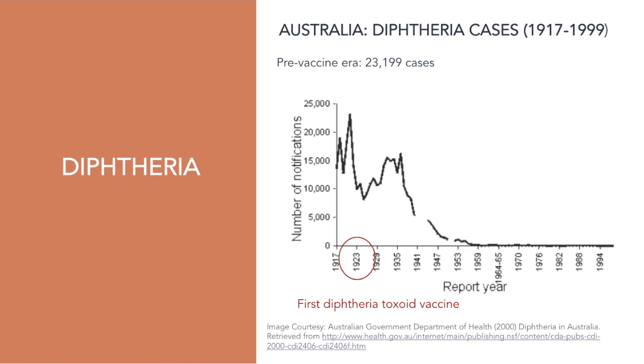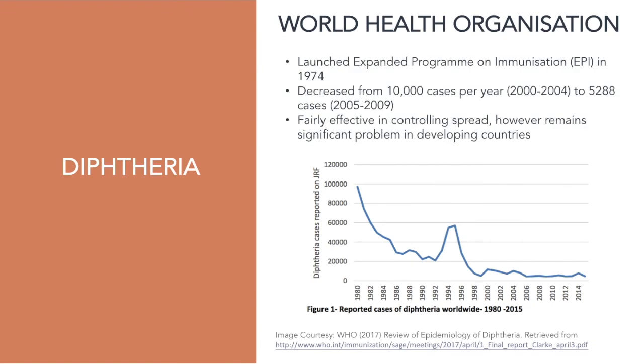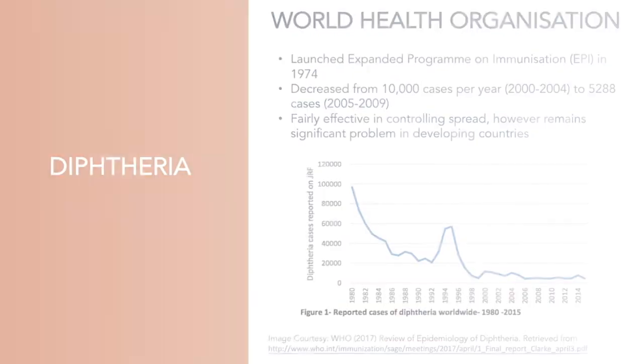The result was compounded by WHO's launch of the expanded program on immunization in 1974, which boosted widespread immunization. This saw worldwide cases declining from 10,000 per year during 2000 to 2004 to 5,288 in 2005 to 2009. While diphtheria vaccination programs have been fairly effective in reducing the overall spread and occurrence, it remains a significant problem as it has not been eradicated, in addition to ongoing outbreaks in countries with poor EPI coverage. Therefore, it is through historical developments and continued improvements that have allowed the decrease in prevalence of once common diseases.